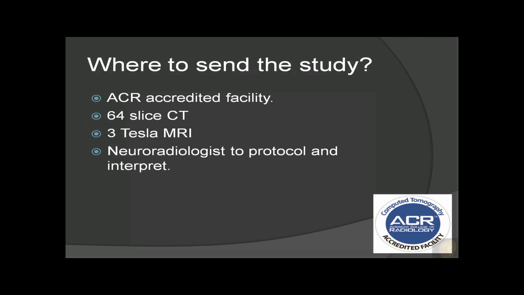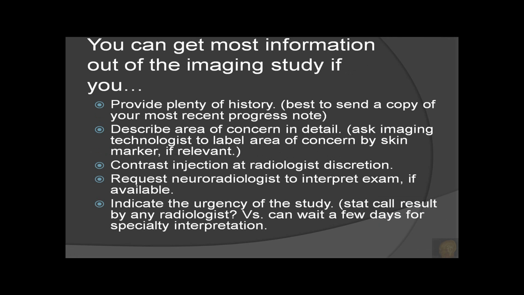So in summary, where to send the study? Send it to an ACR accredited facility. For CT, you want a 64-slice CT. These are just some names you can throw out to judge how new the facility's equipment is, how up to date their equipment is. What I'm talking about right now is the year 2012. A 3 Tesla MRI, and a neuroradiologist to protocol, which means to decide how to scan the patient, and to interpret the images.